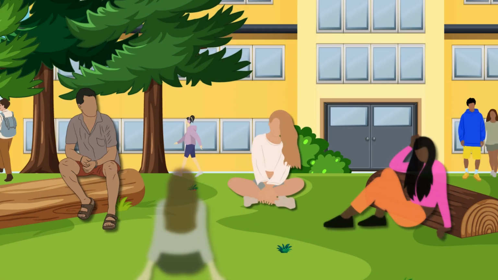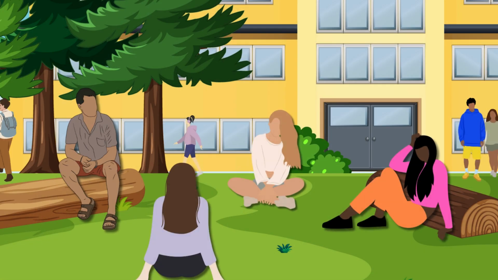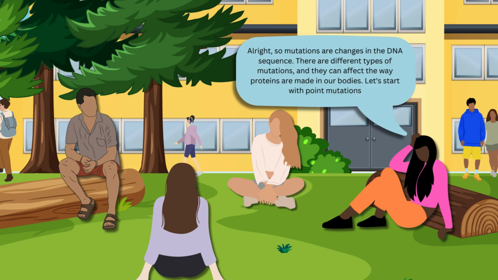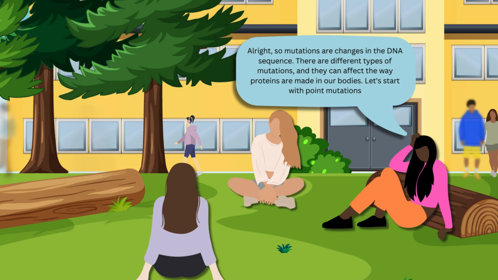The friends nodded eagerly. They were always up for learning something new, especially when it came from Zoe, who had a knack for making complex topics easy to understand. Zoe started, "All right, so mutations are changes in the DNA sequence. There are different types of mutations, and they can affect the way proteins are made in our bodies. Let's start with point mutations."